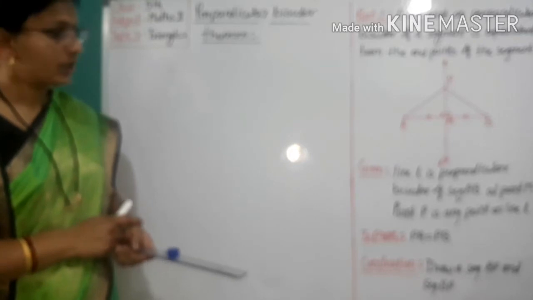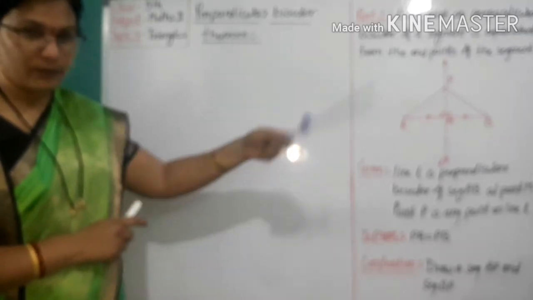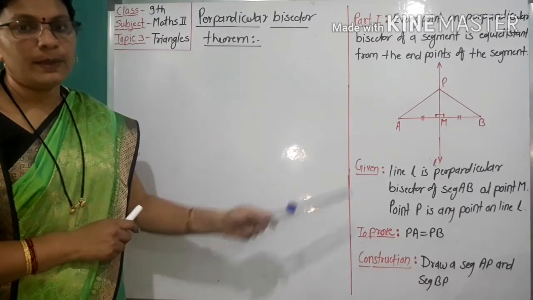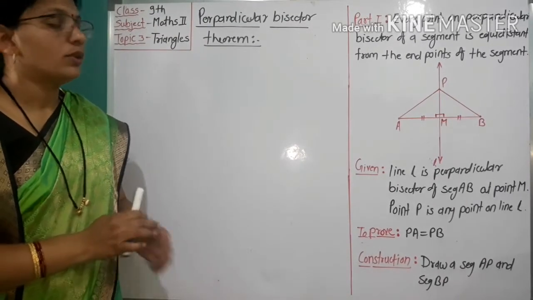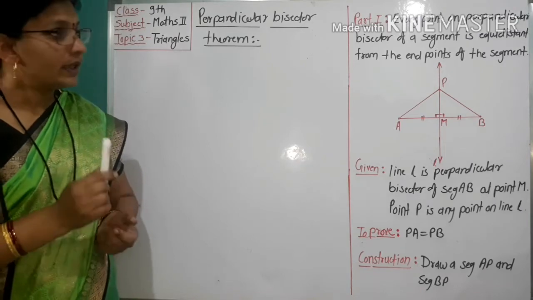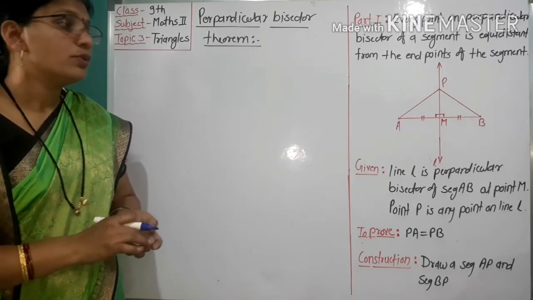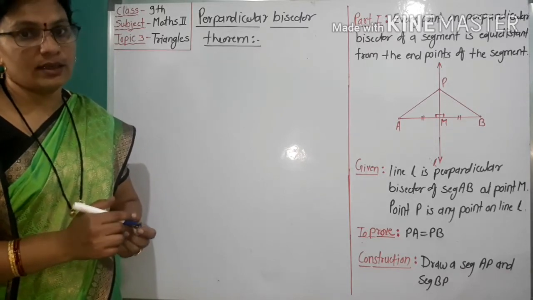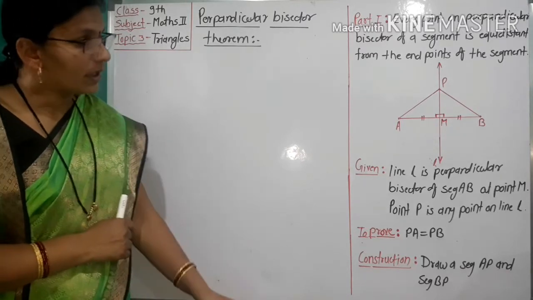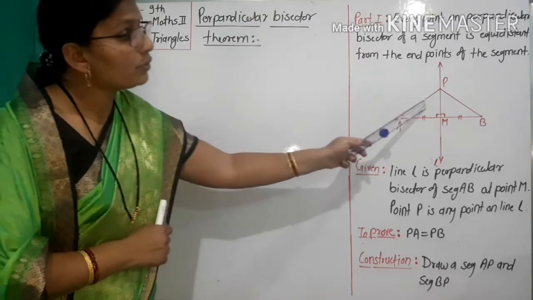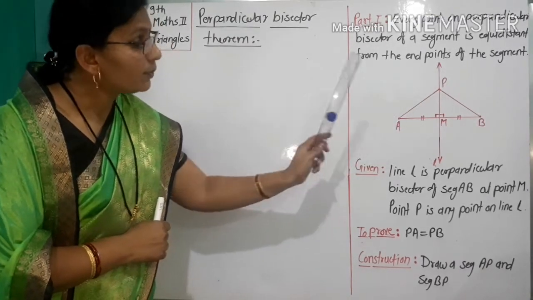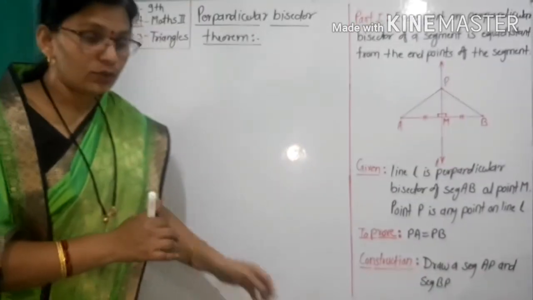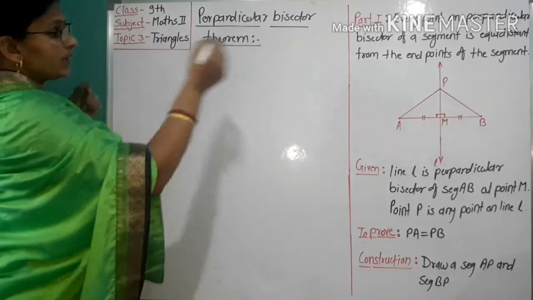For the construction, I draw segment AP and segment BP in the figure. So what is the proof of that theorem? To prove this theorem, we use the test of congruence of triangles. Observe the figure. If we prove that these two triangles are congruent, then we prove that PA equals PB. Let us start to prove this theorem.